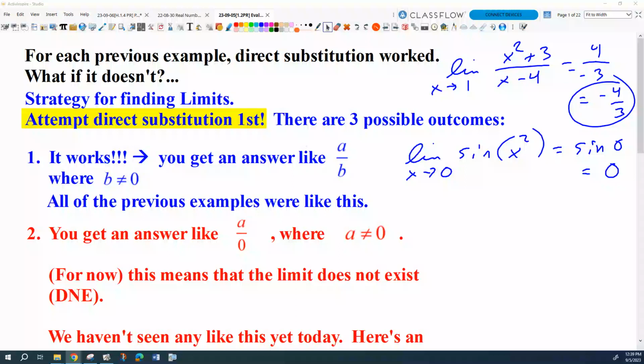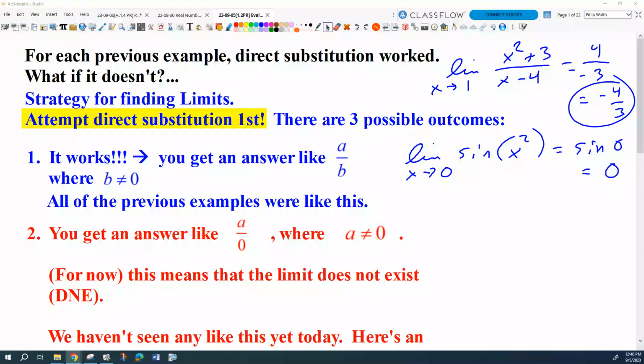Where we left off on Friday, right? We were talking about evaluating limits analytically, and just a quick reminder about this. What we always try to do is attempt direct substitution. One of three things is always going to happen when we're evaluating limits.